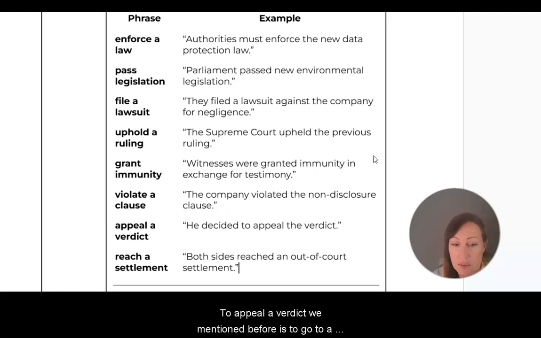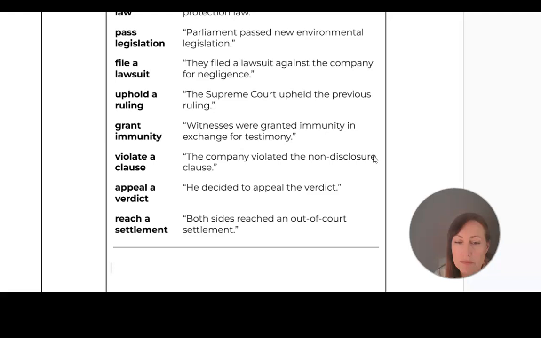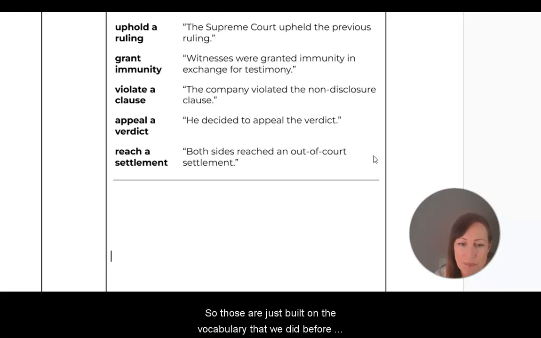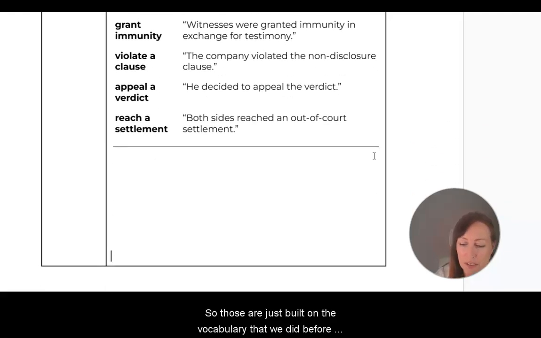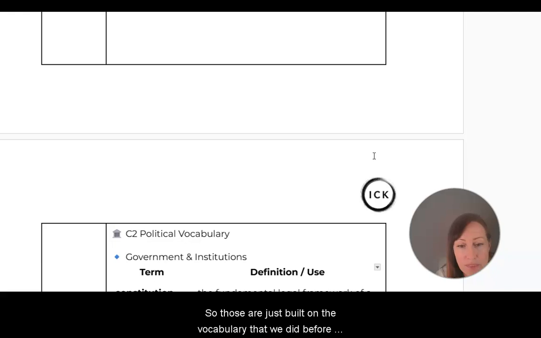To appeal a verdict, we mentioned before, is to go to a higher court to appeal the decision of a lower court. To reach a settlement means to reach an agreement before you go to court. So those are just built on the vocabulary that we did before.